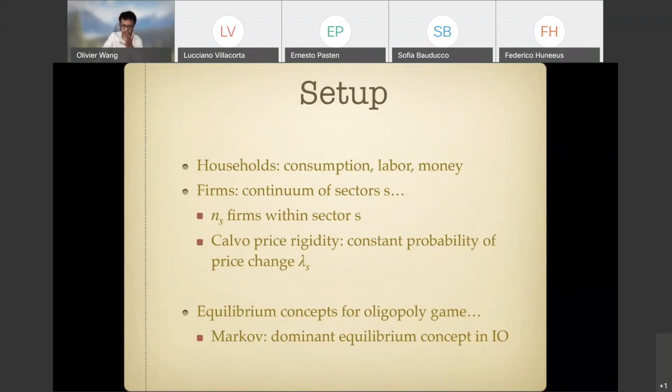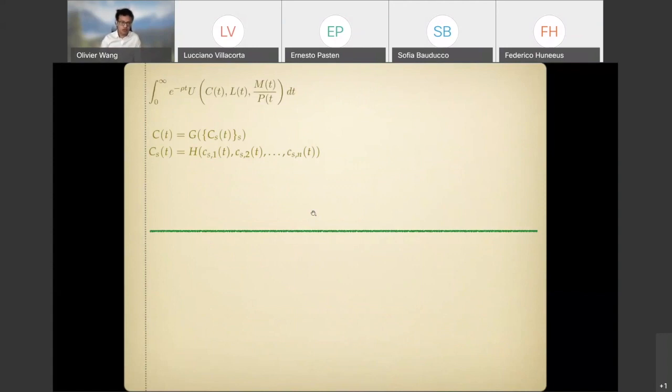And the concept for the oligopoly game, so whenever you study these strategic, game theoretic interactions, you need to pick an equilibrium solution concept. So we're going to go with Markov, which is right now the dominant concept in IO, which puts more restrictions than just perfect equilibria where you can have trigger strategies and folk theorems. So we're going to go with Markov, and so here's the picture.